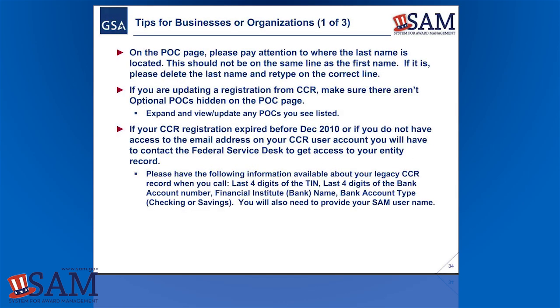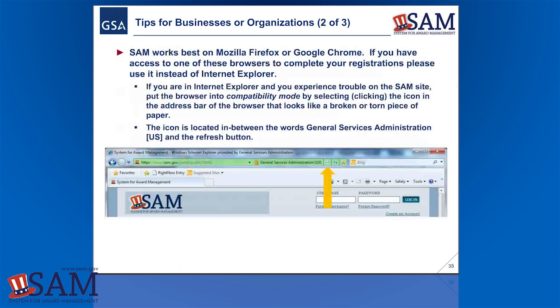All right. We talked about the last name, first name thing. Pay attention to that. We talked about the optional points of contact thing. Remember that. If for any reason your expiration date on CCR was before December 2010, you're going to probably have to contact the Federal Service Desk to get connected to that record, because there isn't an email address that we can migrate. When you're ready, have the last 4 digits of your taxpayer identification number, bank account, financial institution information on hand, and obviously your SAM username.